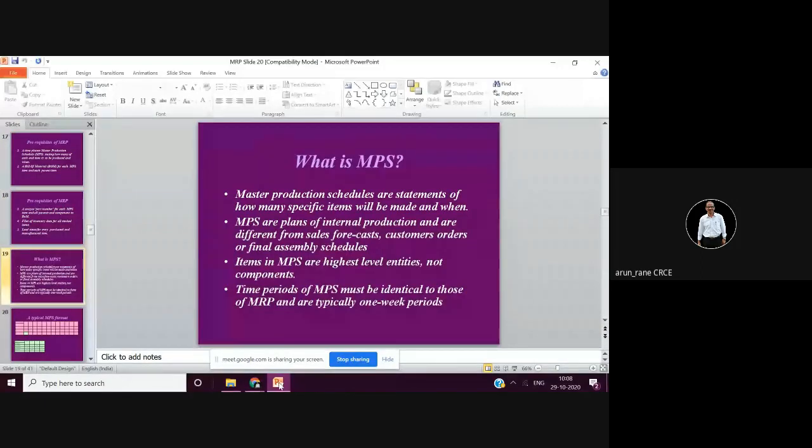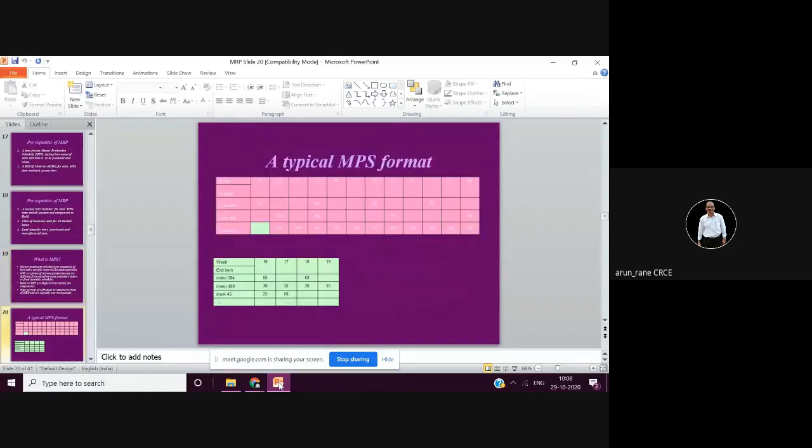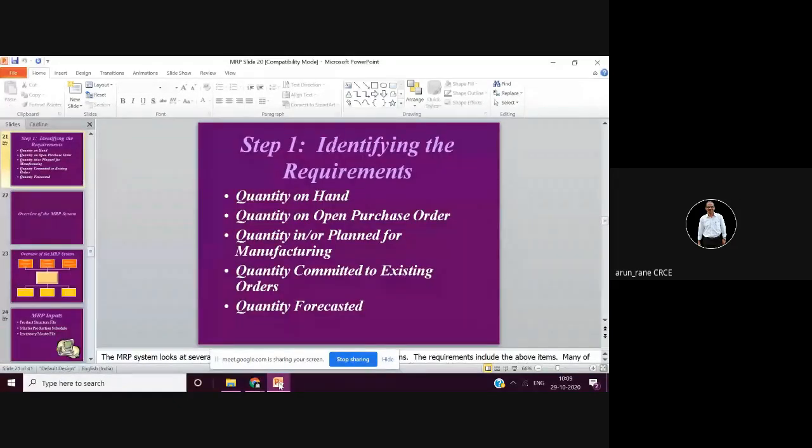and we are discussing what is MPS. MPS is nothing but production schedule. So the master production schedule gives you the requirement of the production schedule per year. Then the year is divided into quarters, then quarters are divided into months, and then months are divided into weeks. So what are the requirements?